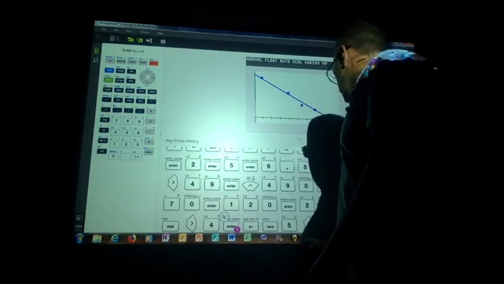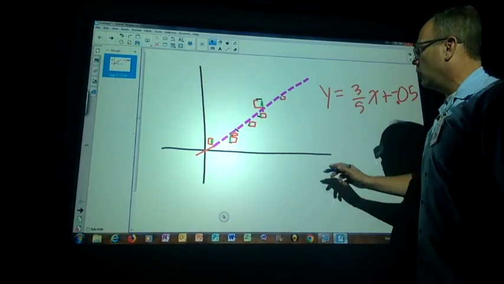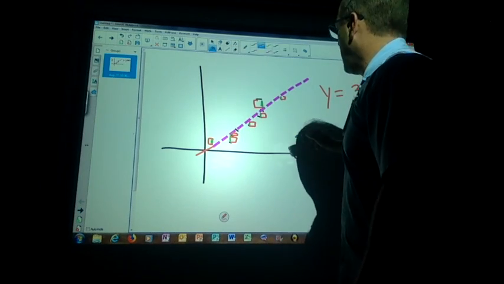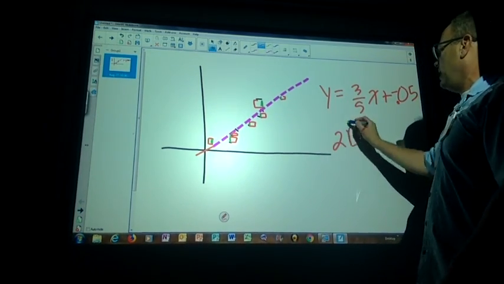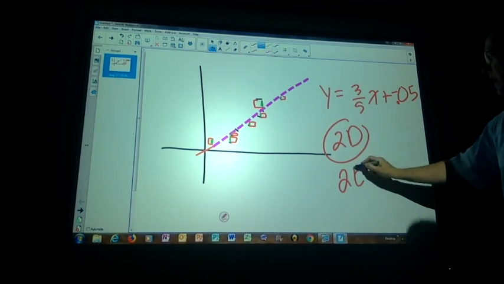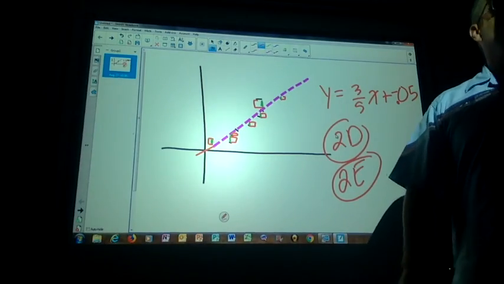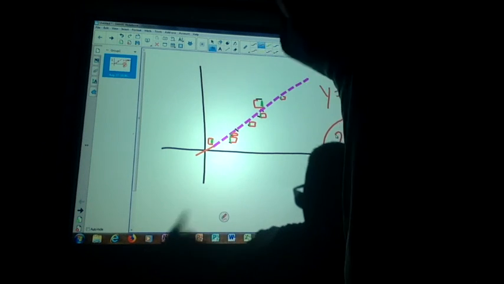All right. I would like to make sure that you're getting your homework done. So try the best you can to have 2D done and then also have 2E. Try and have both of those for tomorrow. If you borrowed a calculator, please put it back. 2E's homework too.